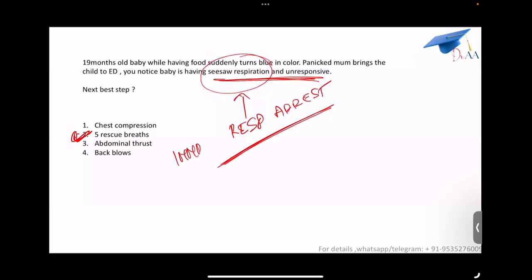Impending respiratory arrest. That's when you see seesaw respiration. Basically, he will go into arrest in the next couple of minutes. We can expect that in this scenario.